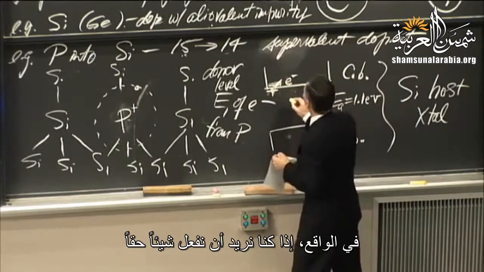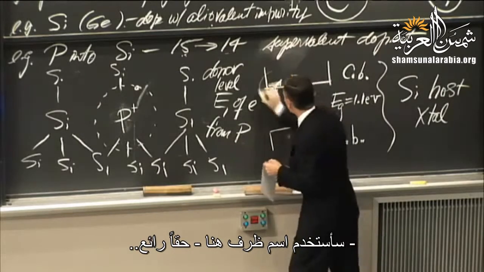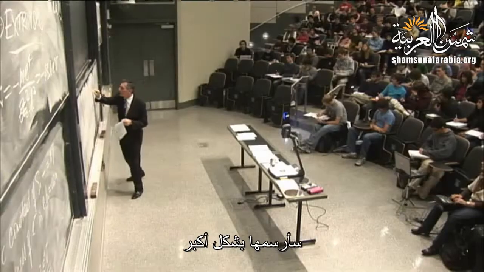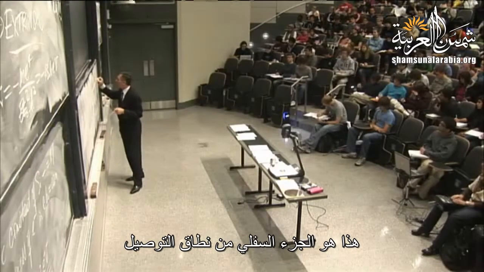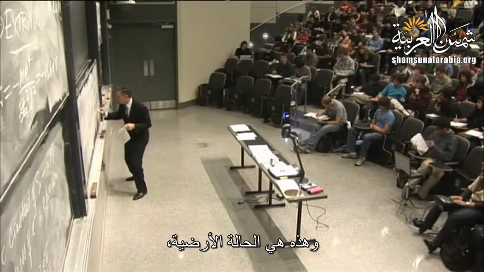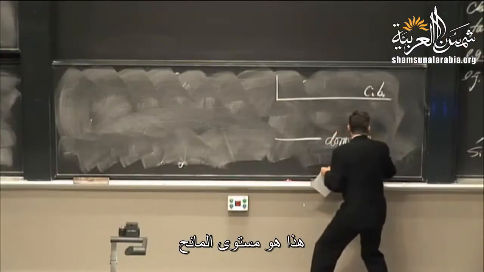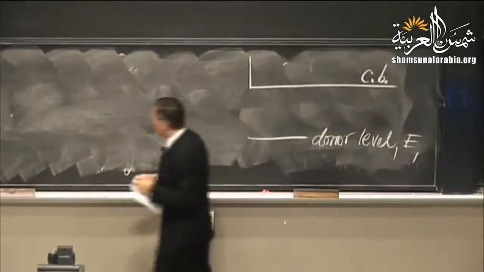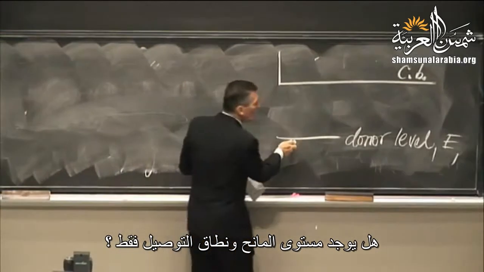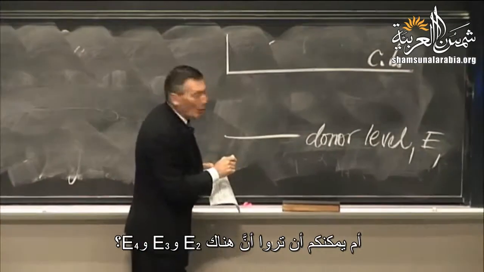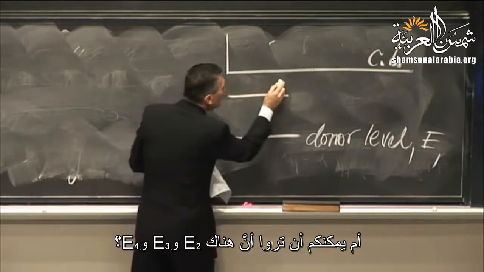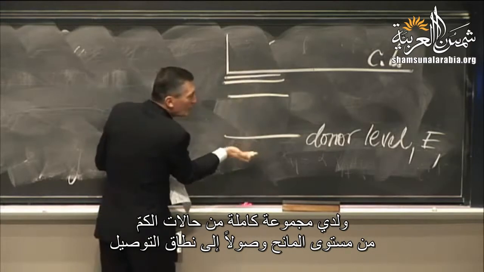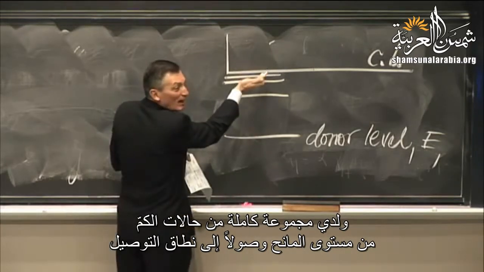And in fact, if we want to do something really, really cool, if that's the ground state, I'm going to blow this up. So this is the bottom of the conduction band, and now this is the ground state. This is the donor level, which I was calling E1. Is it just the donor level here and the conduction band? Or can you see that there's an E2 and an E3 and an E4, and I have a whole set of quantum states from the donor level right up to the conduction band?